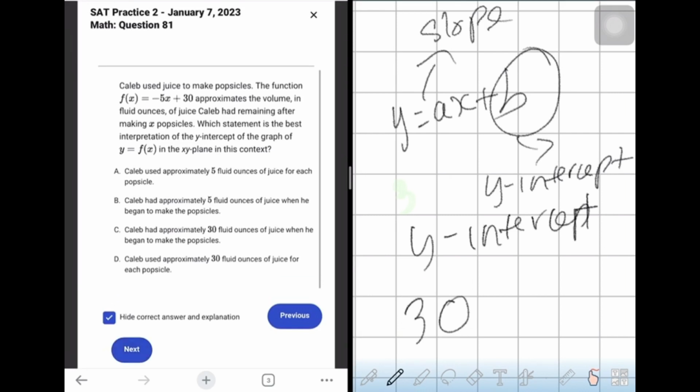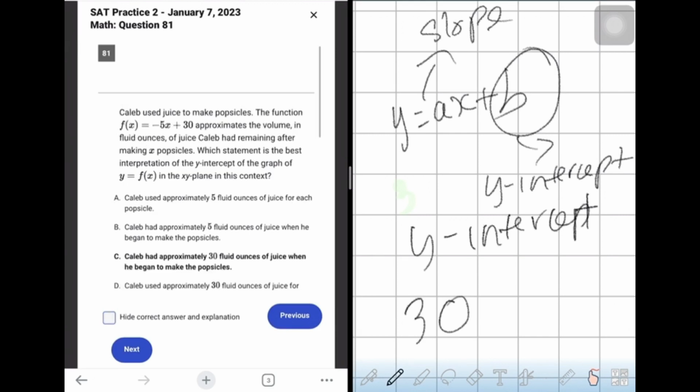Okay, so as I said earlier, 30 is the initial value. So now you see on the screen answer C. They said that 30 is what he had when he began to make the article. So it's completely true, but how about answer D? No, it doesn't mention anything about the beginning, so it's incorrect. Okay, so my answer is C, right?